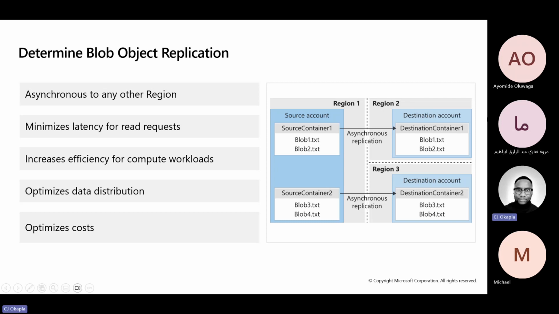So you have like region 1 and region 2. You have the source account, you have the destination account. In the source container, you have like blob 1 and blob 2. And in the destination account, I have blob 1 and blob 2, and I have the source container, blob 3 and 4, and blob 3 and 4.